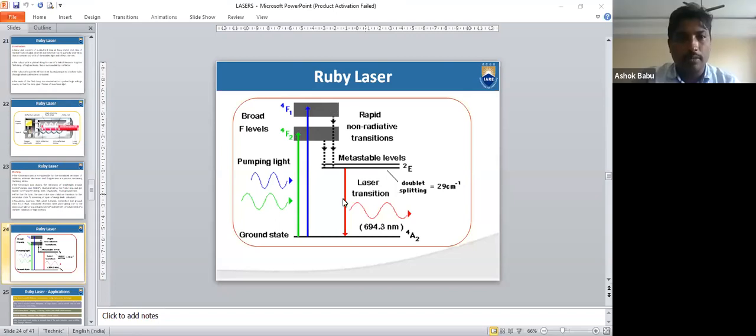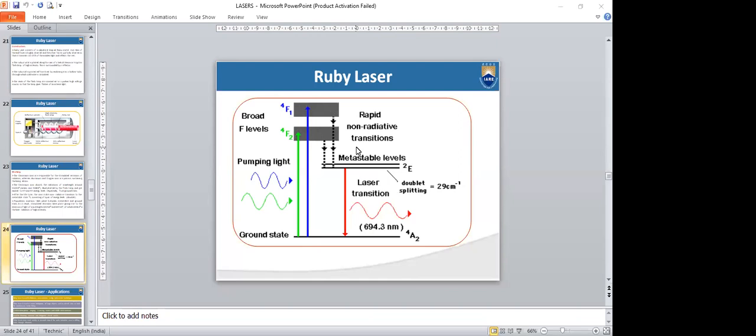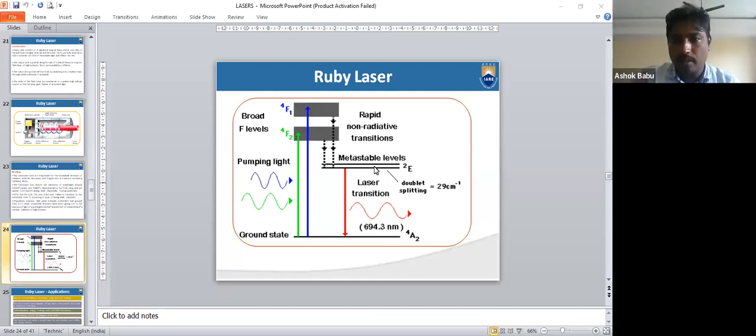Now this is the three-level diagram for the ruby crystal. The ground state is E1, the metastable state is E2, and there is the third energy state. Blue and green absorption is at the third energy state, the levels being very close to each other. For the pumping light, only blue and green light is absorbed by the chromium particles from the ground state and excited to the higher energy state.